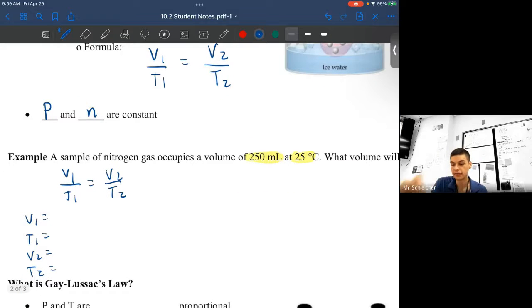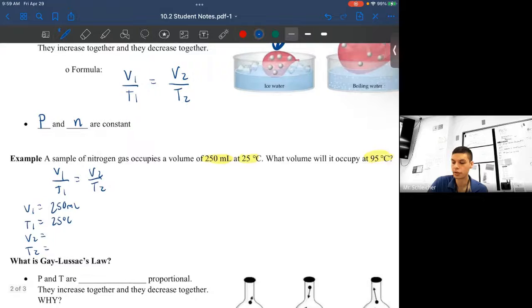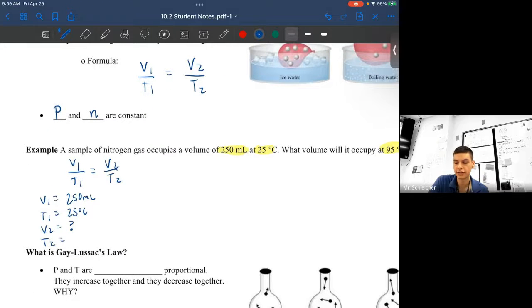All right, so my initial volume is 250 milliliters. My initial temperature is 25 degrees Celsius. I don't know my final volume, it's unknown. It's asking for it, what volume? And then it says the second temperature is 95 degrees Celsius. Okay, so I know these are all the values I'm going to plug in.